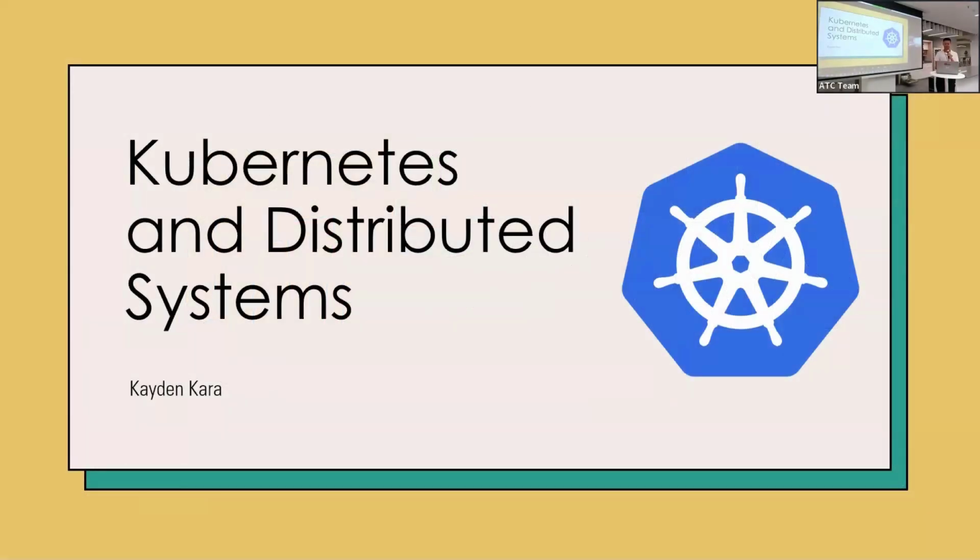Oh, hi, everyone. Today I'll be talking about Kubernetes and distributed systems. Kubernetes being one of the few distributed systems I found very interesting and would like to speak about.